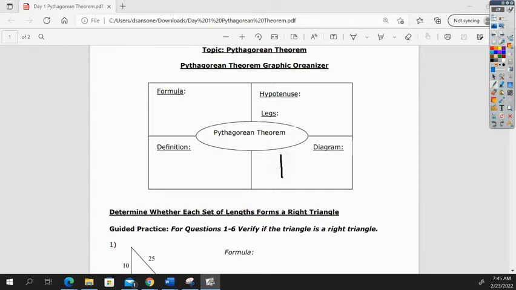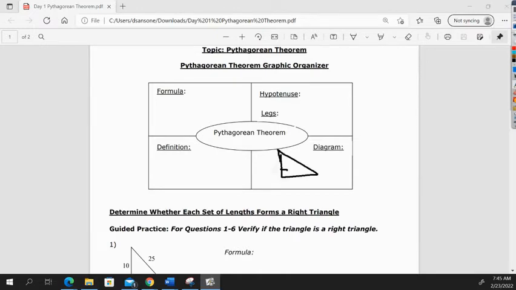Pythagorean Theorem is a way to find the lengths of a right triangle. Remember, a right triangle is a triangle that has 90 degrees. When we have a right triangle, there are 3 different sides. Each of these sides has a special name. The longest side, the side across from your 90-degree angle, is known as your hypotenuse. I'm going to abbreviate that. I'm going to call it hype. That is known as your hypotenuse. That is the longest side. The other 2 sides are known as legs.